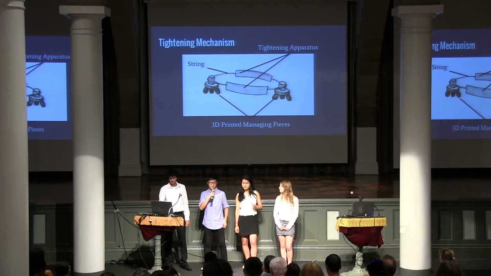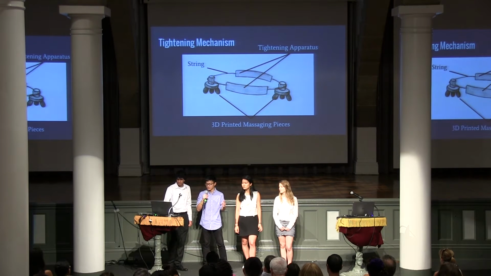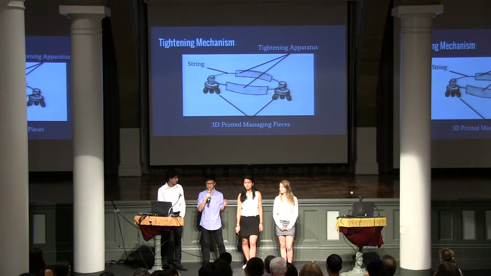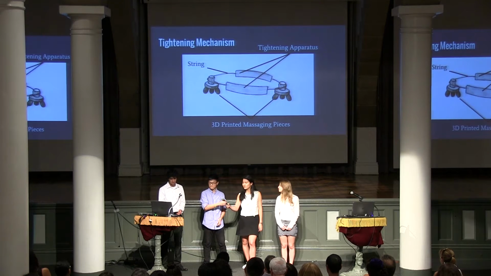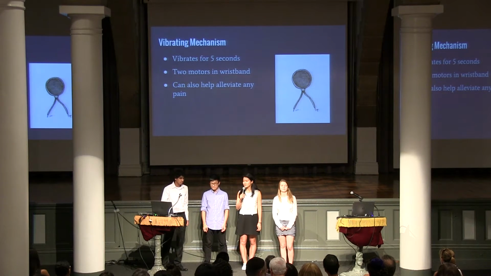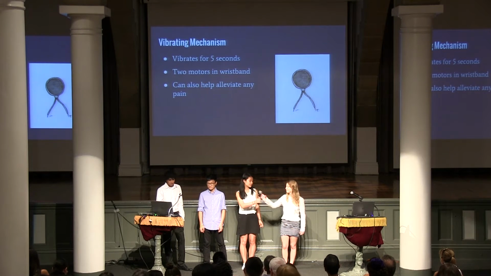In addition to the massaging mechanism, we also have a tightening mechanism, and as shown in the diagram above, you can see the two strings attached to the stepper motor. As the stepper motor rotates, the string will tighten or loosen according to the user's need to provide comfort. One other mechanism is our vibrating mechanism. As you can see on the screen, this is our vibration motor, and when the user presses a button, it'll vibrate for 5 seconds and then turn off.